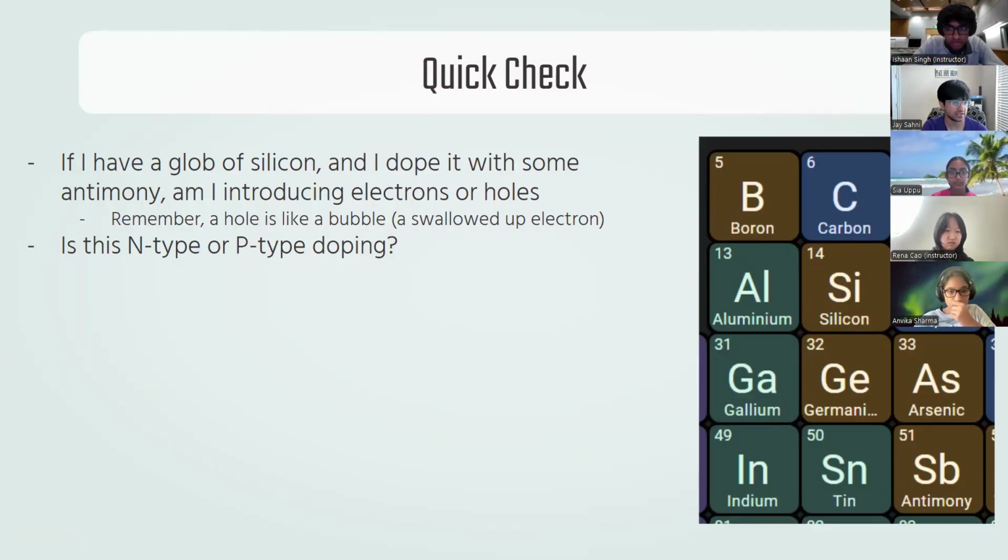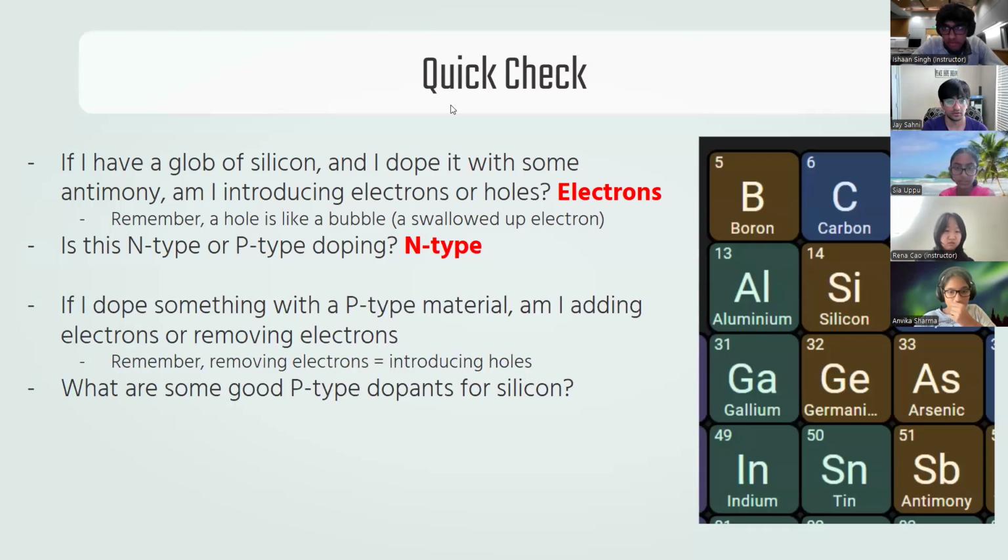Okay, I see many of you have answered. I'm not going to give any more time. Yes, that is N-type, and you're introducing electrons. Great. Okay, let's see if I can avoid clicking. There we go. Okay, answer these next. Should be pretty simple because this kind of tells you the answer to that one.